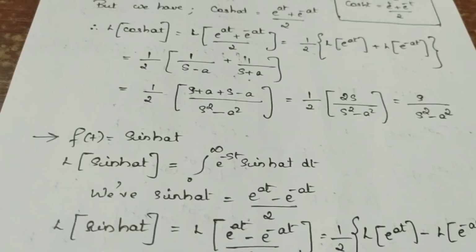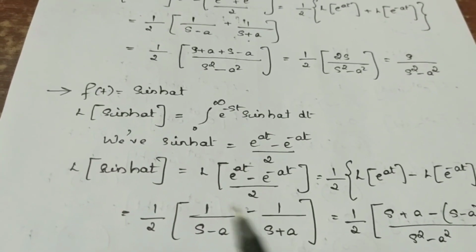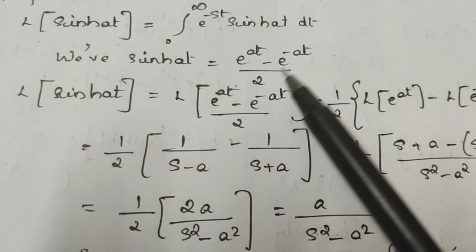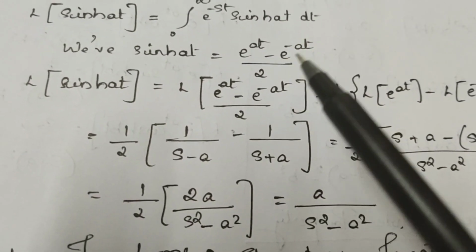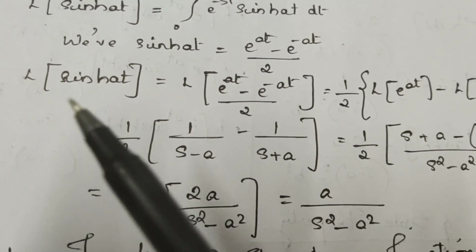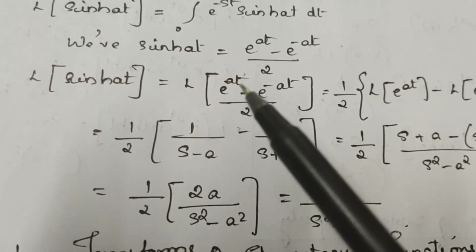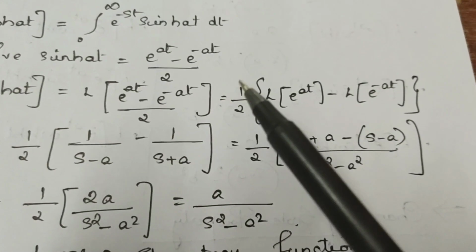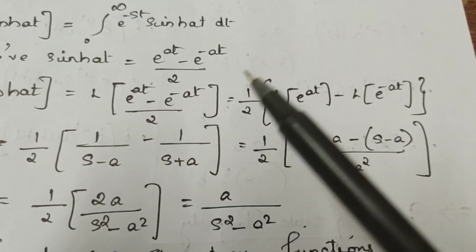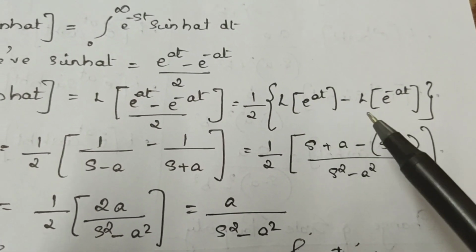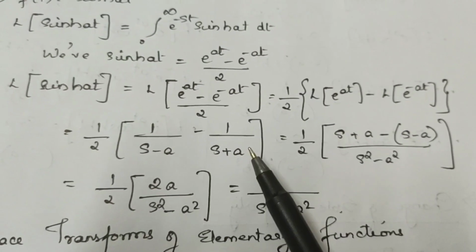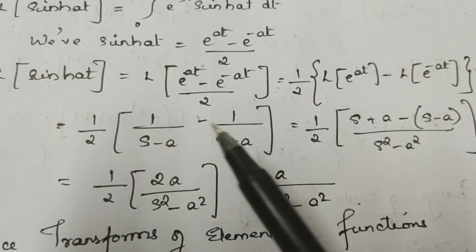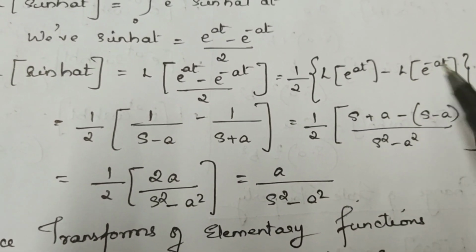Similarly, we can find out the Laplace transform of sinh at. Sinh at is given by e raised to at minus e raised to minus at by 2. Now let's substitute this value here. That is Laplace of sinh at equal to Laplace of e raised to at minus e raised to minus at by 2. Which gives you half, we'll take this half outside, Laplace of e raised to at minus Laplace of e raised to minus at, which is equal to 1 by 2 into Laplace of e raised to at is 1 by s minus a minus Laplace of e raised to minus at is 1 by s plus a.